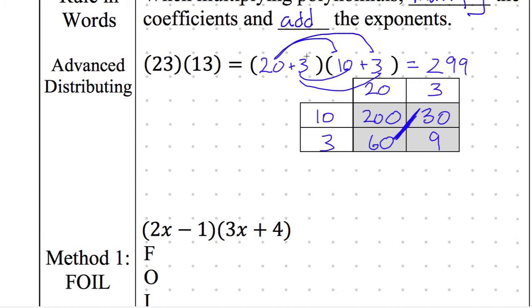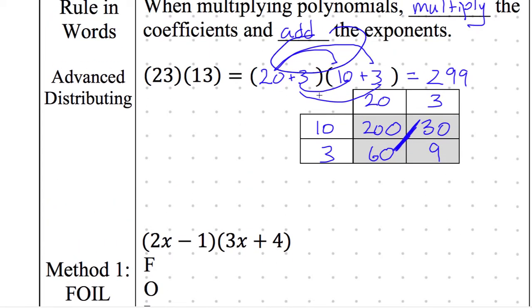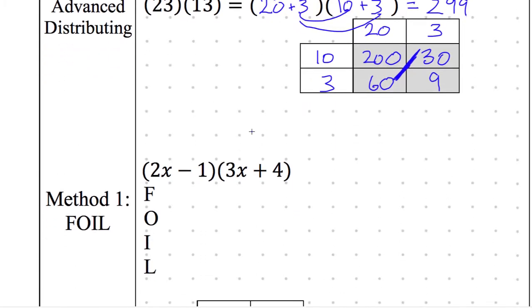So let's see that over here. The first method is using these guys without the square. It's called FOIL. Have you heard of FOIL before?